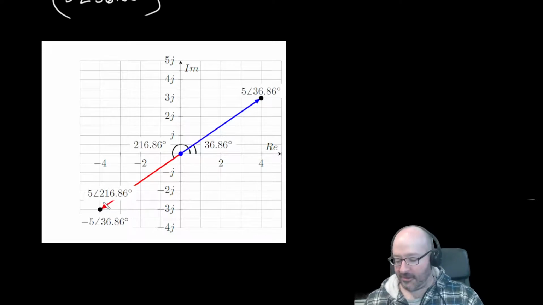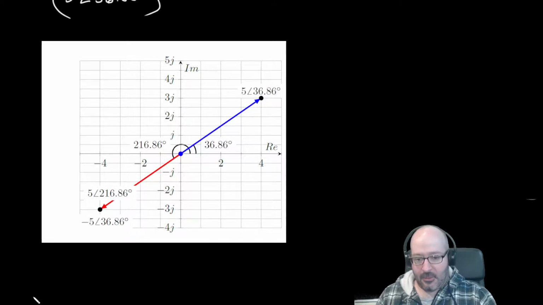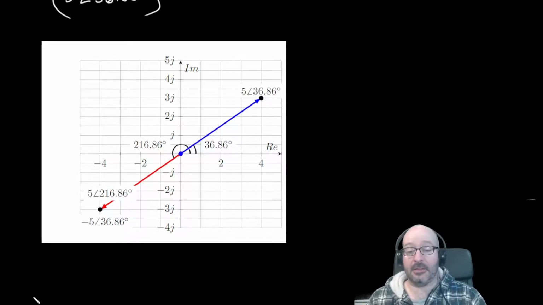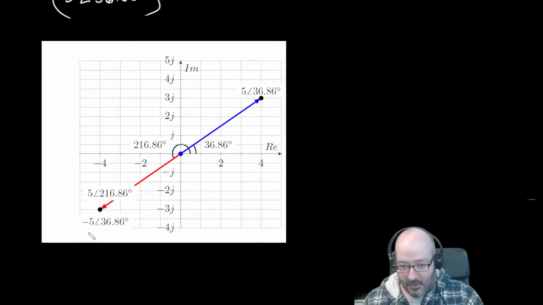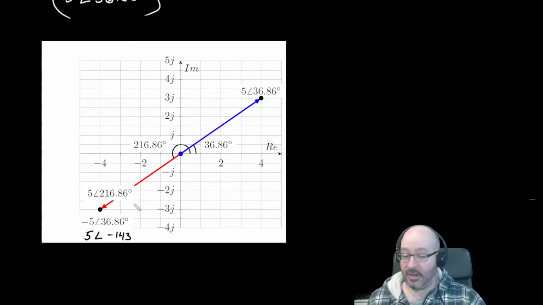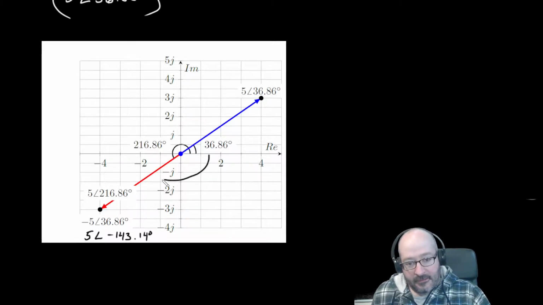By convention, we also try to keep these angles between plus and minus 180. So I'd be a lot more comfortable, I've got to do this math here, 216.86, and I'm going to subtract 360 so that I get an equivalent angle. I'd be a lot more comfortable with this form: 5 at an angle of negative 143.14 degrees. We get a little rounding here. And that one's going to be that angle. That's going to be the preferred form.